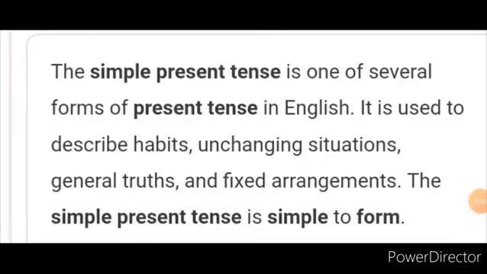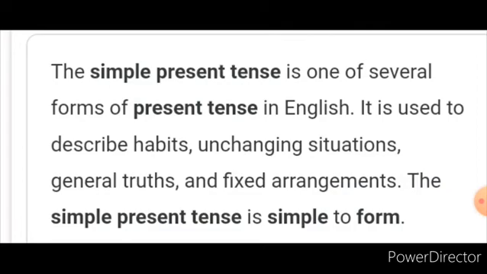Now look at the definition for simple present tense, children. The simple present tense is one of several forms of present tense in English. It is used to describe habits, unchanging situations, general truths, and fixed arrangements. For this purpose, you can use the simple present tense.